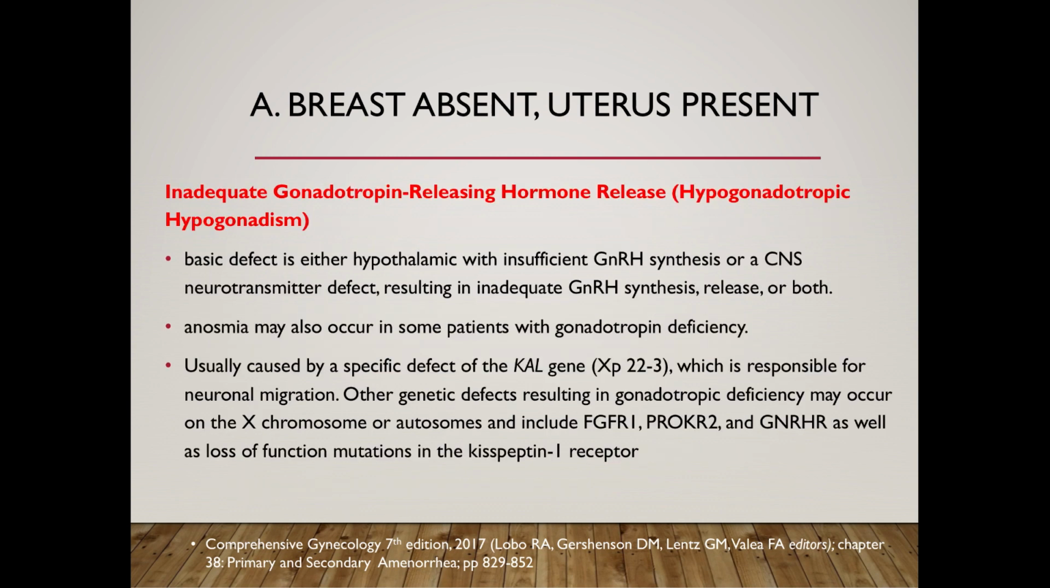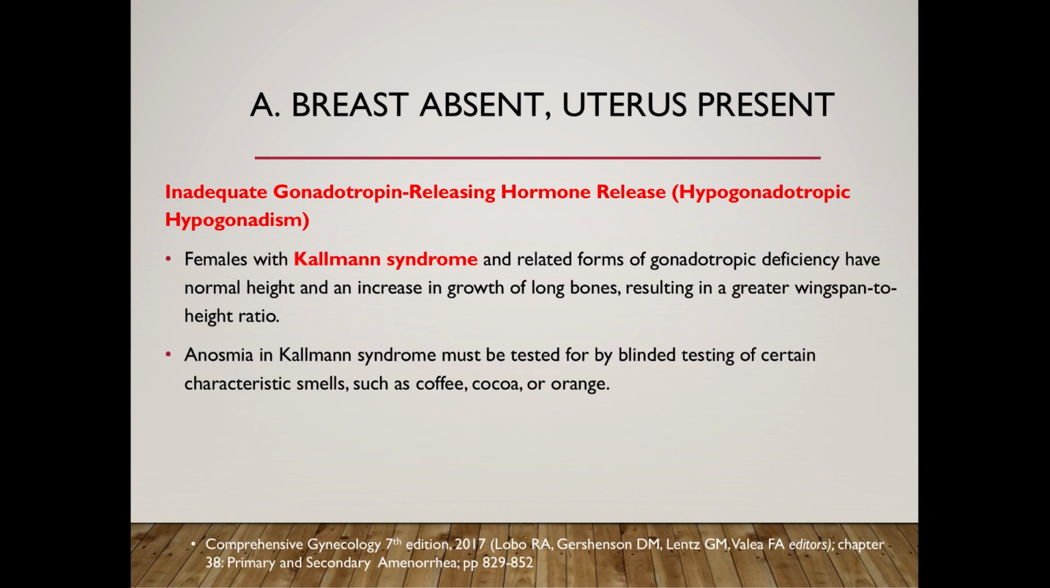Another example under this classification are females with inadequate gonadotropin-releasing hormone release, or what we call hypogonadotropic hypogonadism. The basic defect here is either hypothalamic with insufficient GnRH synthesis or a CNS neurotransmitter defect resulting in inadequate GnRH synthesis, release, or both. Anosmia may also occur in some patients with gonadotropin deficiency. And usually, this is caused by a specific defect of the KAL gene, which is responsible for neuronal migration.